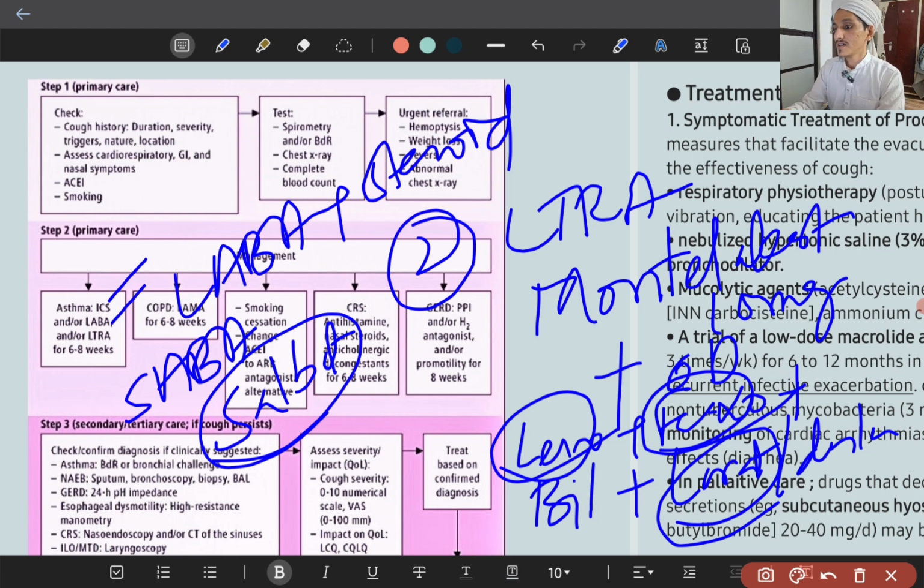Okay. So this LTRA, montelukast with some antihistaminic, is the second alternative drug of choice for chronic rhinosinusitis, and you can even combine that nasal spray with this, then you will get a very good response.